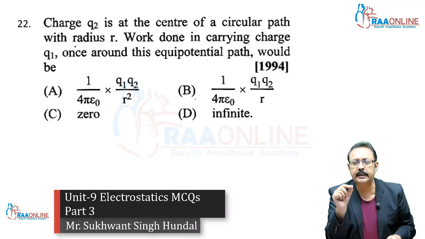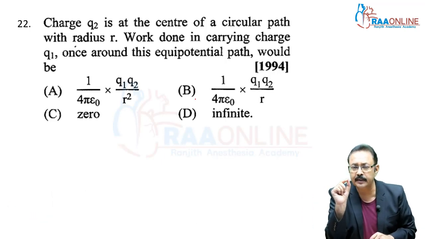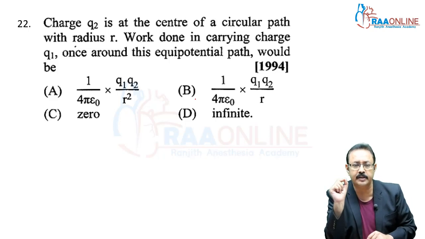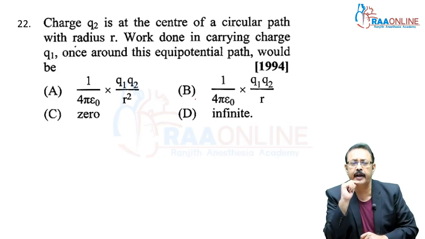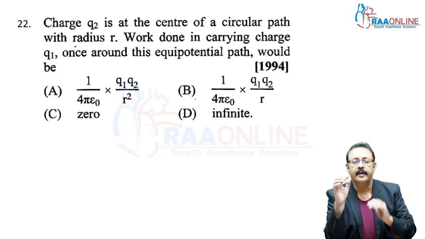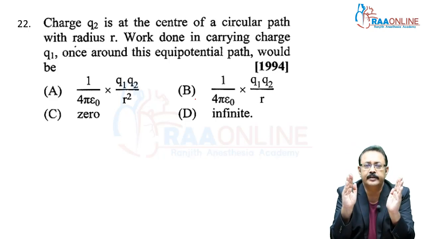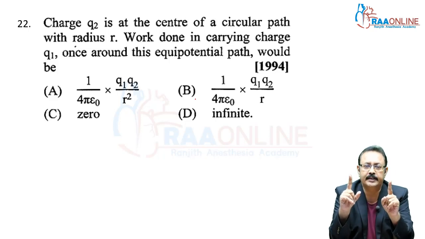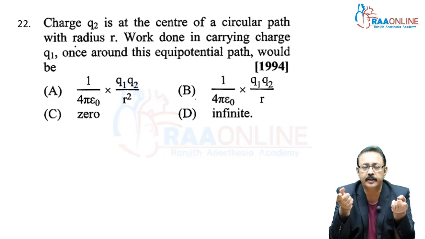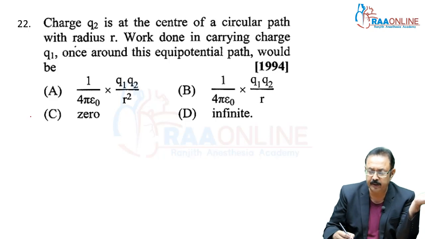It is from 1994 AIPMT. Charge Q2 is at the center of a circular path with radius r. Work done in carrying a charge Q1 once around the equipotential path would be... Equipotential path means there is no potential difference between any 2 points, but work done depends upon charge into potential difference. So in any part you are not doing any work, so total work should be 0.